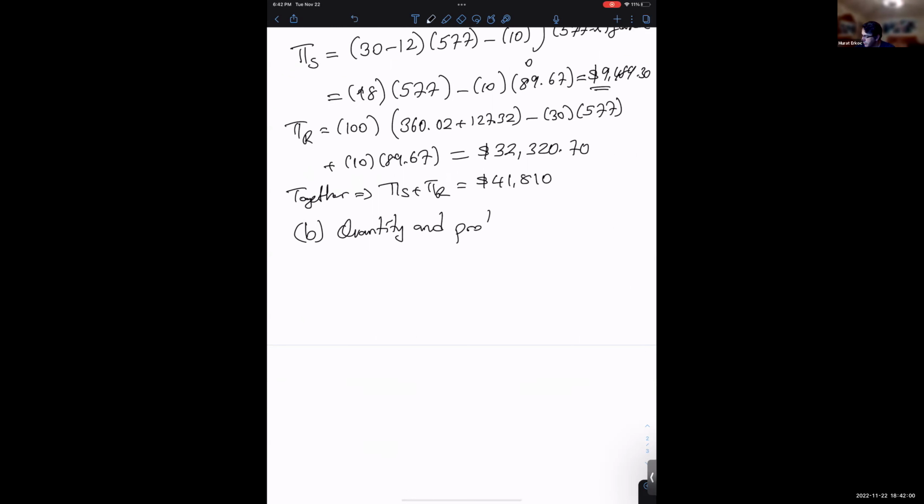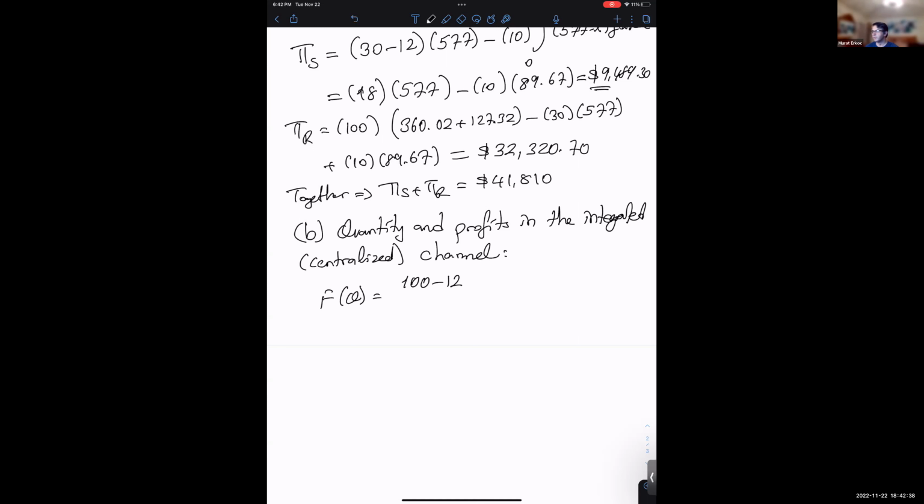Quantity and profits in the integrated or centralized channel. That's what we want to do. In that case, what basically changed is the critical ratio, because now our margin is different than Snow Inc.'s margin, which is P minus W, 100 minus 30, or $70. But here, because we own both companies, our margin is actually 100 minus 12, because $30 is money transferring from one pocket to another.